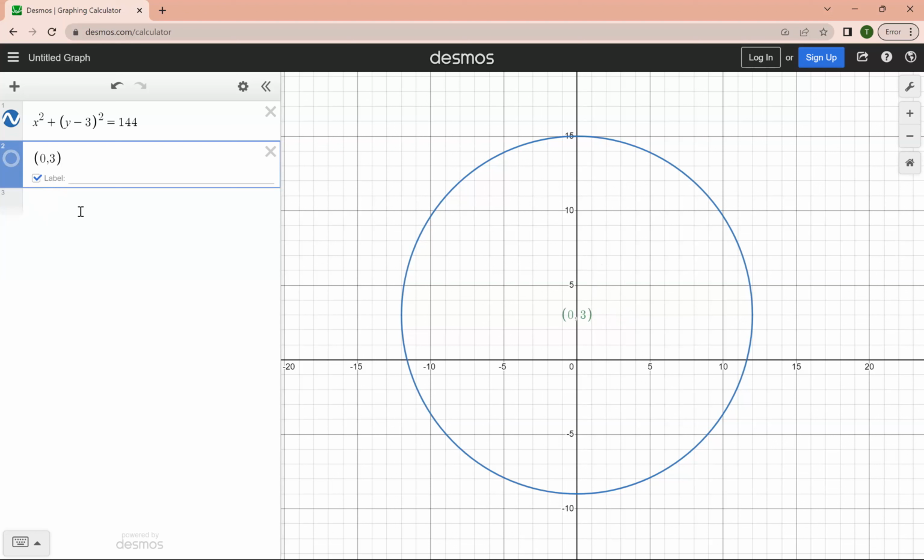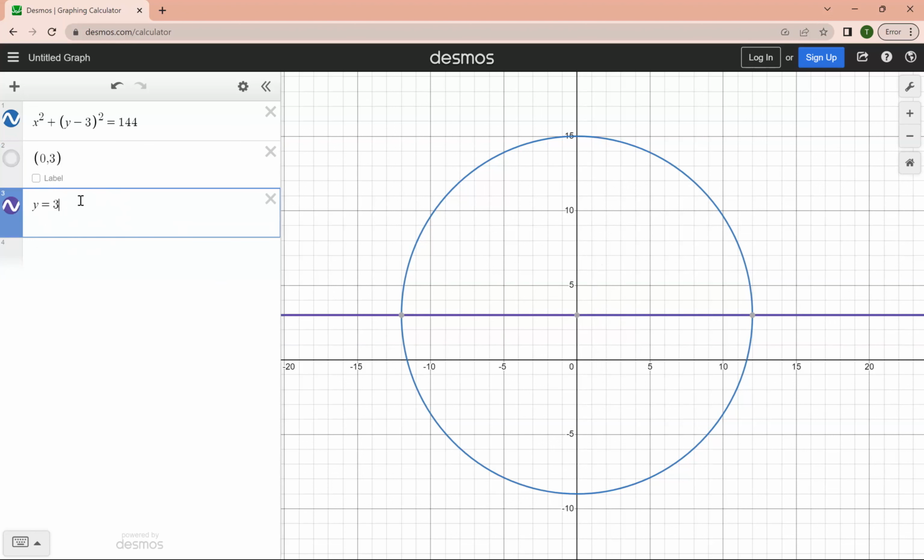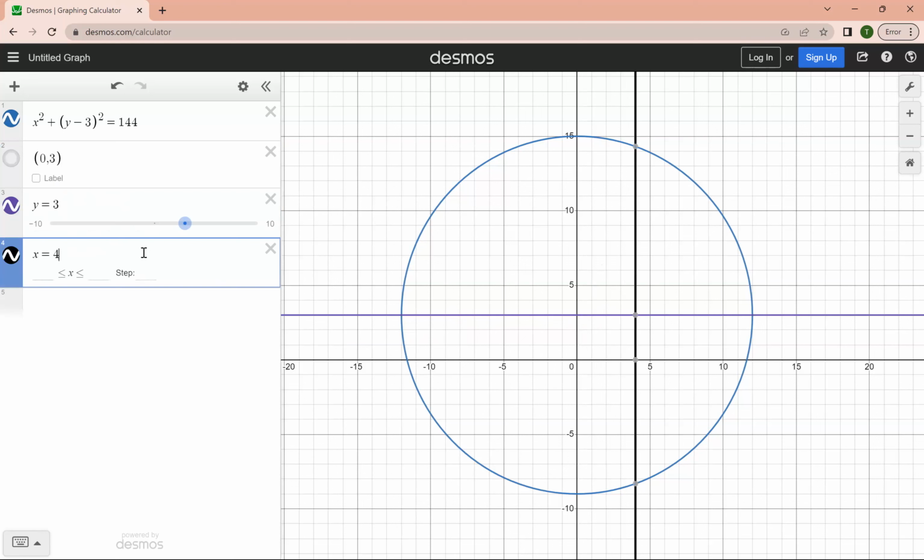Another approach is to graph some lines. Like if you graph y equals 1, does that go through the center? You might say, well, it looks to be a little low. So what about y equals 3? And you say, okay, yeah, that looks like it cuts right through the middle. Same thing with the other one. You can go the other direction, x equals 4. Well, that's too far right. That's too far left. So you can use these horizontal and vertical lines to figure out where the center would be.